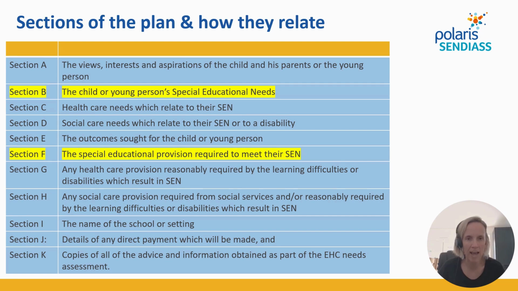This slide looks at the sections of the plan and how they relate. There's a lot of information on this slide, so I'm going to pause for a minute and let you read it through. Key sections to check are B and F, but note that changes to section A, the parent and child's view, cannot be appealed, so make sure you're happy with it. If a child has health needs that result in SEN or social care needs, then you need to check these sections too. We're going to go on to look at B and F in more detail.